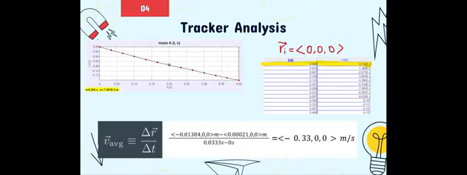So what did tracker give us? Tracker outputted a position versus time graph, which shows that the slope or average velocity is constant, which means that our average velocity can just be computed versus the first two data points, which is negative 0.33 meters per second in the x direction. Our initial position can be found using the first position, which is 0, 0, 0, and our change in time is 0.0333 seconds.